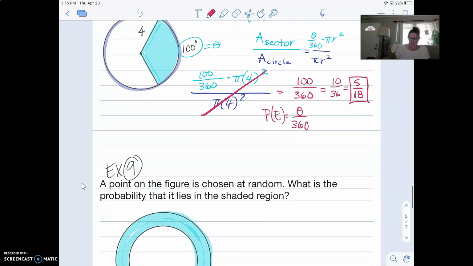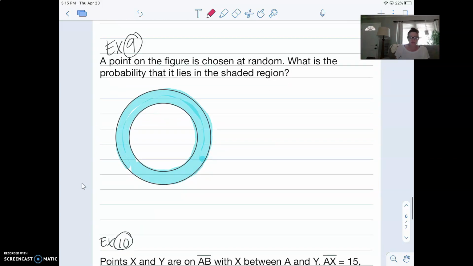Okay, let's do another circles one. It says a point on the figure is chosen at random. What is the probability that it lies in the shaded region? So again, if you want to do part over whole, that's going to be shaded over the whole thing, right? So the highlighted or shaded portion here. So you probably need dimensions here. So let me give you some dimensions here. Let's say that this entire radius here is 20.